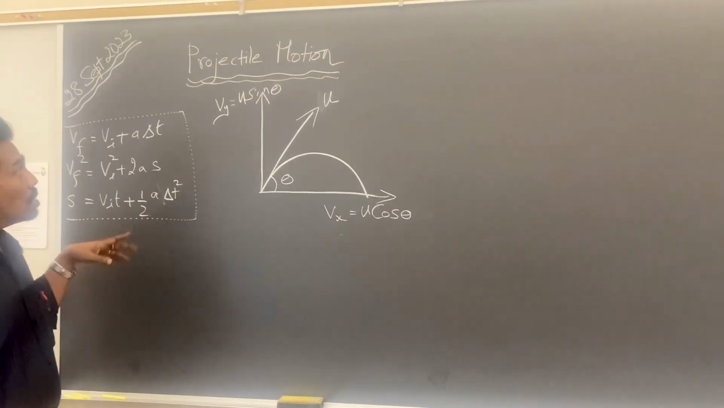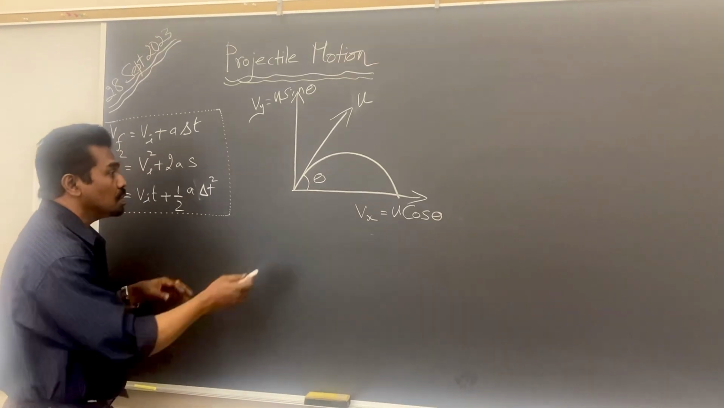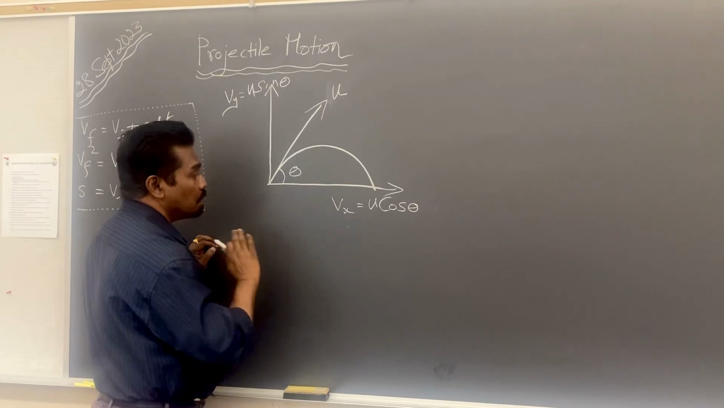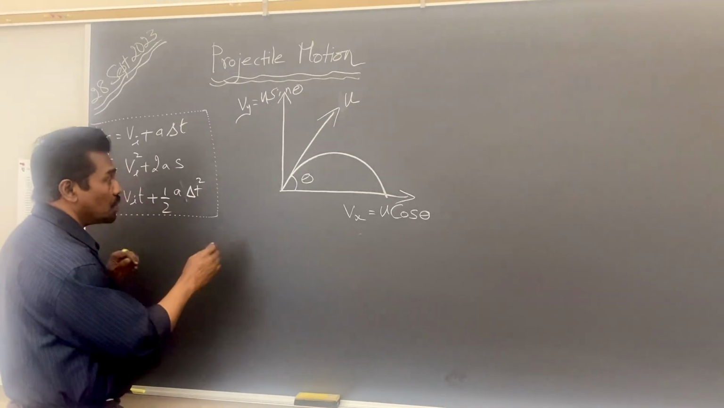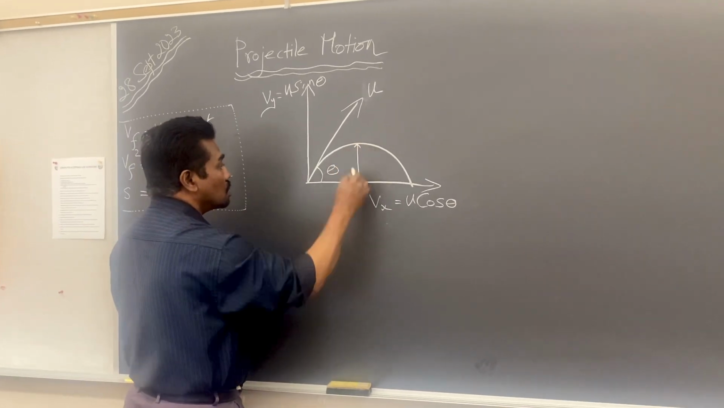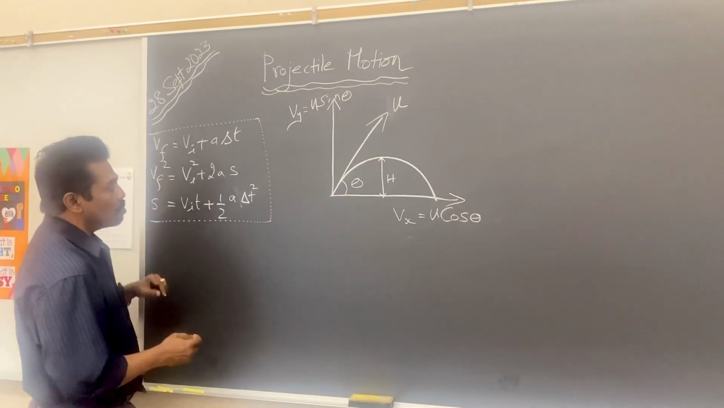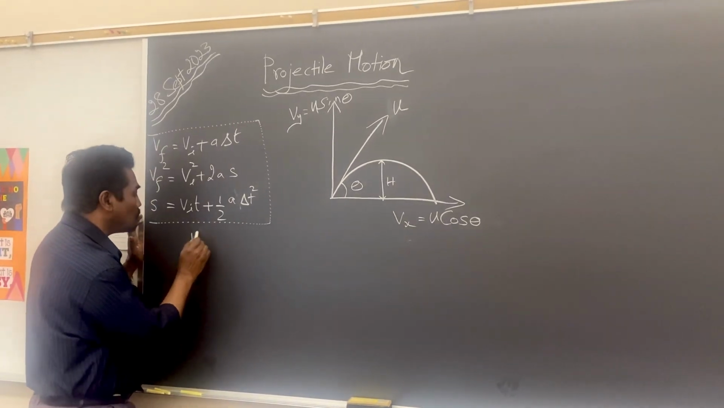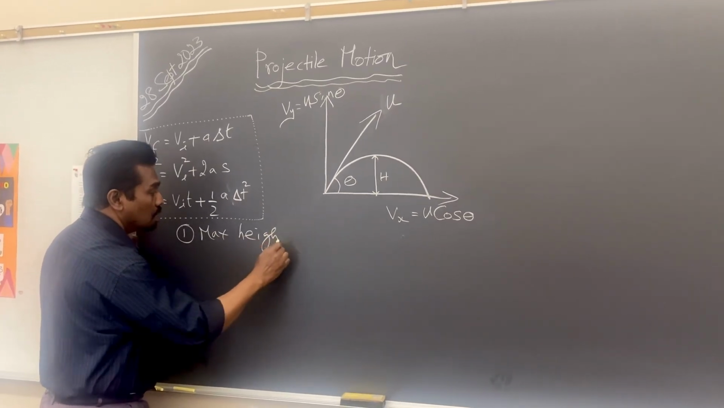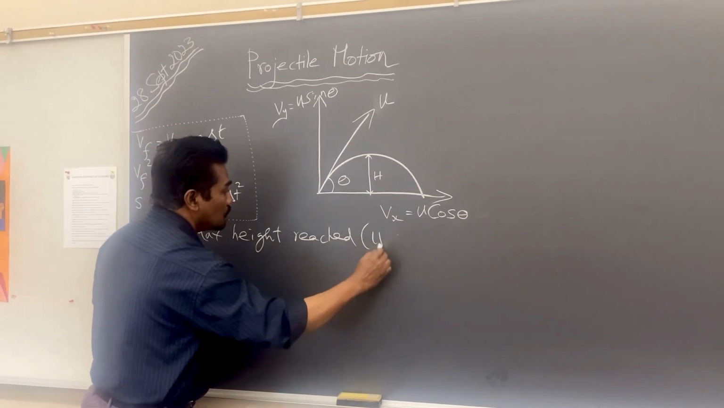The important thing is that the vertical component of velocity will change according to time, and the horizontal component of velocity will remain constant. Now we are going to study the maximum height reached. This is the maximum height, called h. For the maximum height reached, we will use this formula.